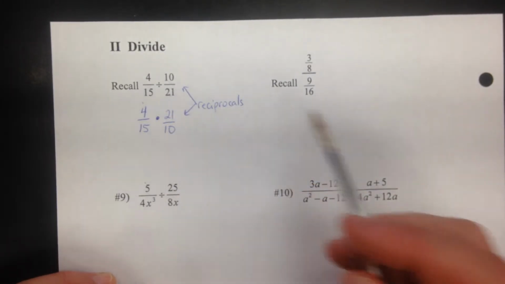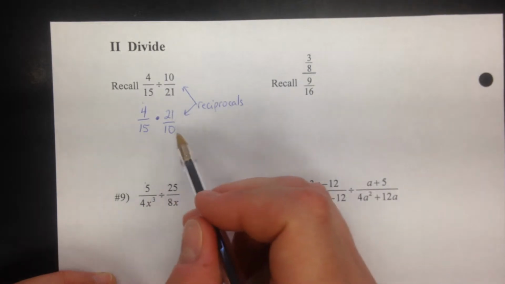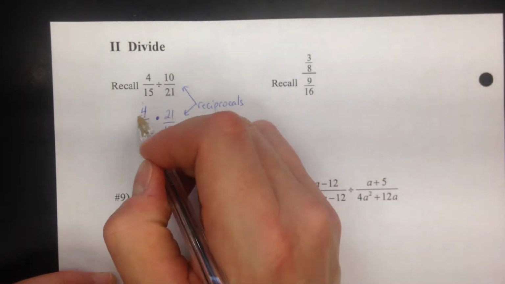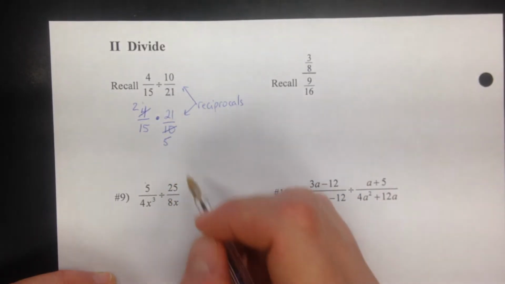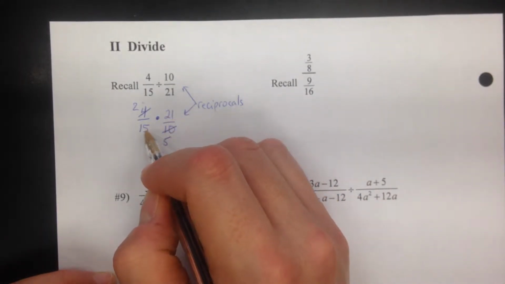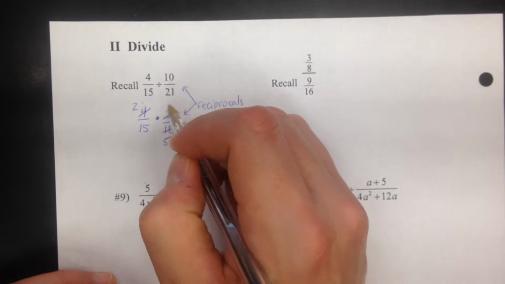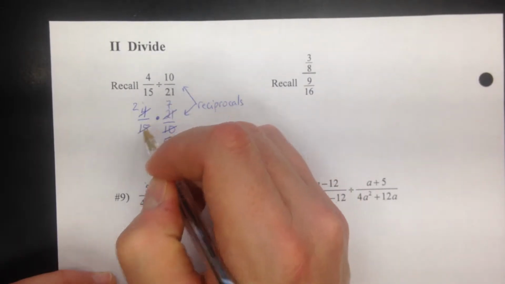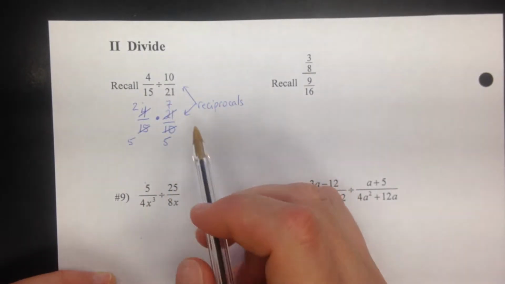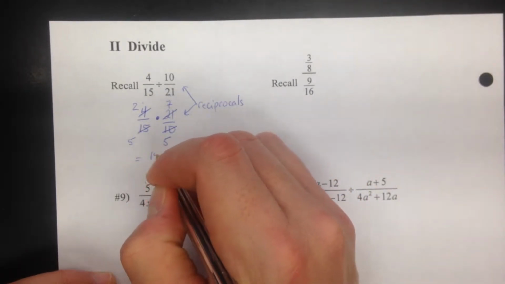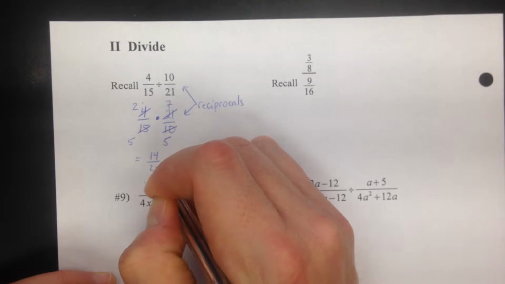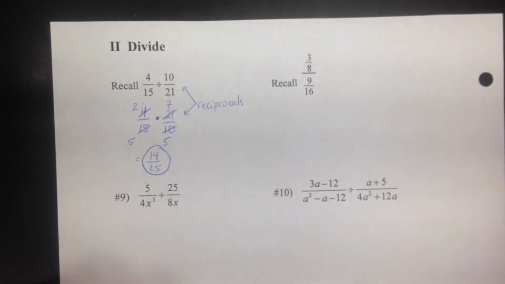And now that it's a multiplication problem, well, we can cancel factors here. 4 divided by 10 is 2 over 5. 21 divided by 15, we can divide each of those by 3. So we get 7 over 5. And what we get here, 2 times 7 is 14. 5 times 5 is 25. That's our solution.